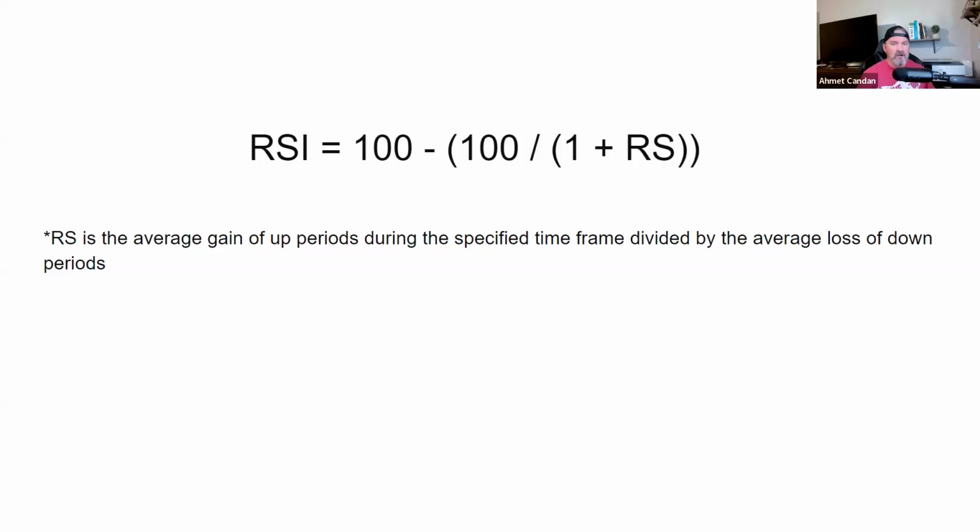Right. So when talking about RSI, let's just quickly cover the formula. RSI is equal to this right here. That's really it. We don't really need to focus on the formula, but I do want to talk about real quick what relative strength is within this formula. Relative strength is the average gain of up periods during the specified time frame divided by the average loss of down periods. So this calculation actually highlights the relative strength or weakness of a stock based on its closing prices over a specific period.